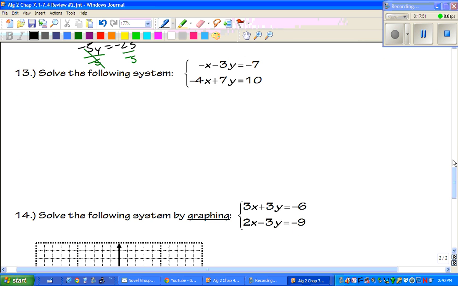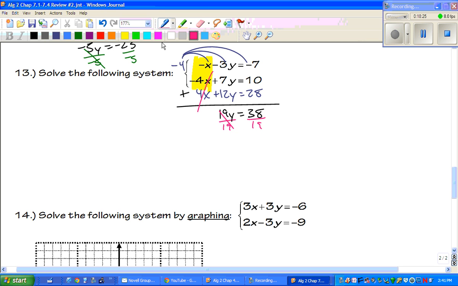Okay, number 13, solve the following system. I'm going to use elimination because everything is lined up and I can cancel out my x's if I multiply by a negative 4. Okay, so you would get 4x positive 12y, excuse me, and positive 28. You add those together, those cancel, and you're left with 19y equals 38.